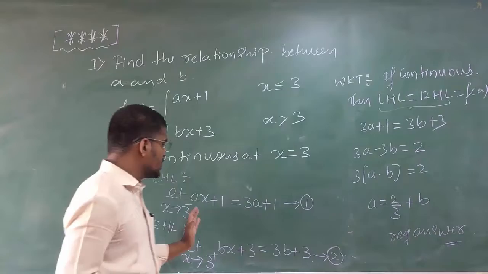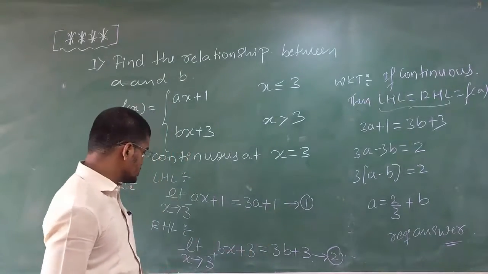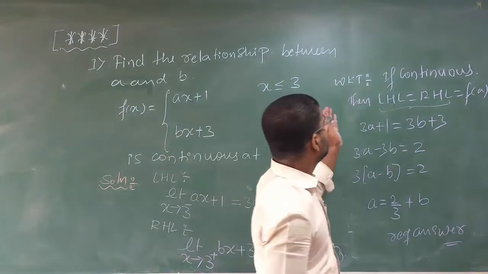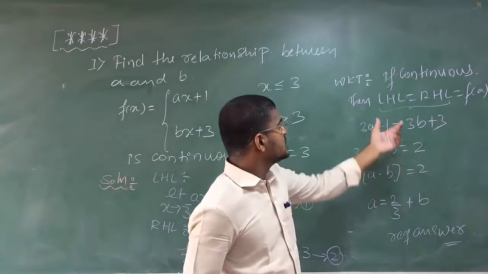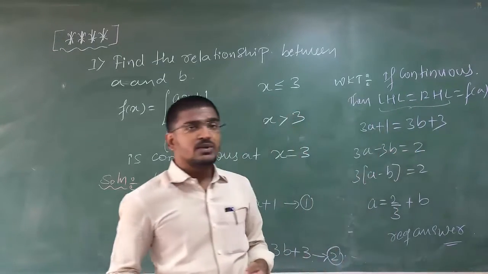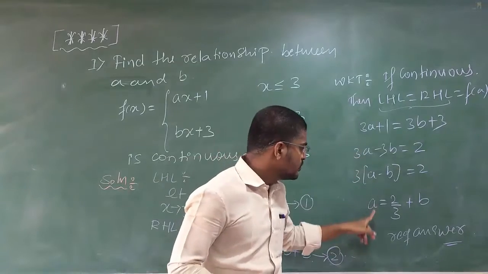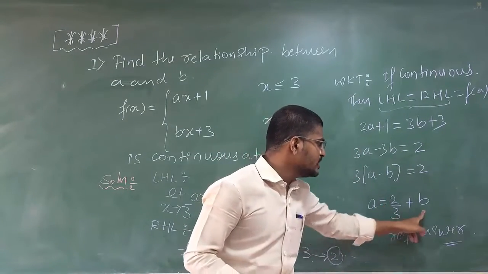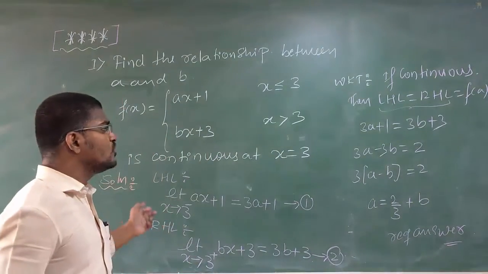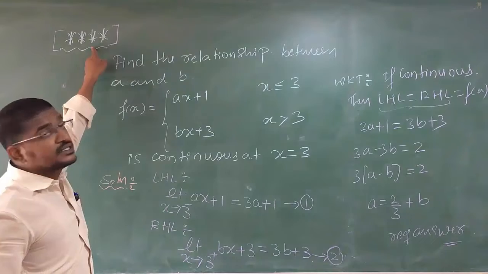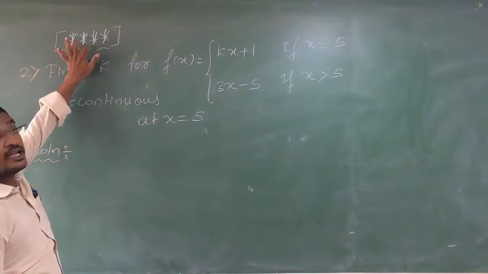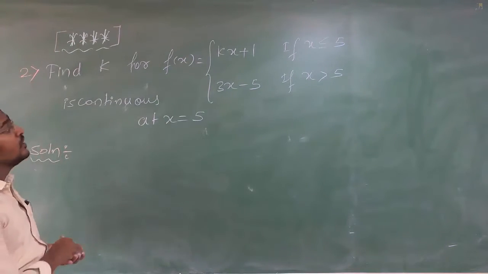So limit x tending to 3 minus ax plus 1 is 3a plus 1, that is your first equation. 3 plus is bx plus 3, 3b plus 3, that is your second equation. From the definition of continuity, let us use LHL equal to RHL. 3a plus 1 equal to 3b plus 3. If you solve this equation, you are going to get a equal to 2 by 3 plus b. That is your required answer. This much if you solve, it is more than enough for this. Clear? Okay students.